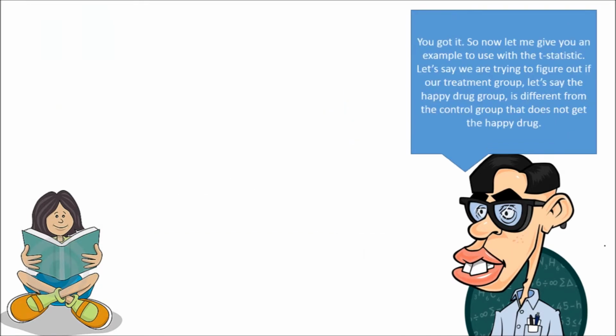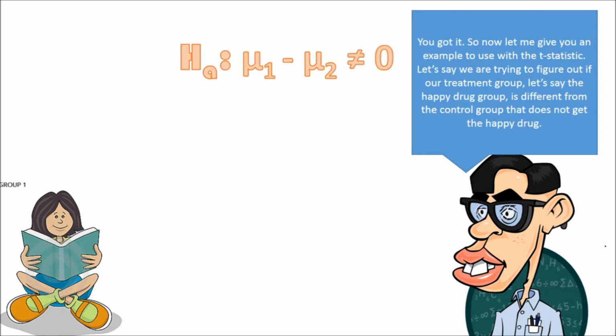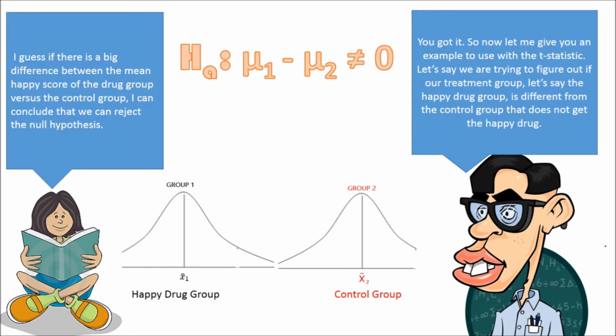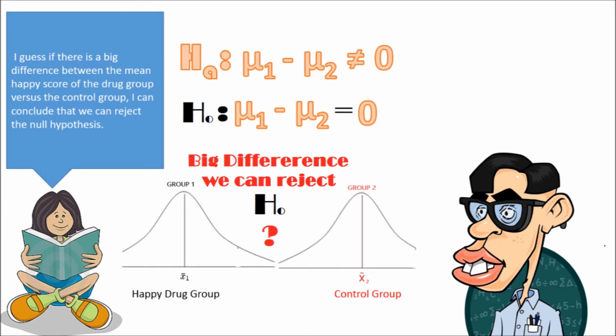So now let me give you an example to use with a t-statistic. Let's just say we're trying to figure out whether our treatment group, the happy drug group, is different from the control group that did not get the happy drug. I guess if there is a big difference between the mean happy score of the drug group versus the control group, I can conclude that we can reject the null hypothesis.